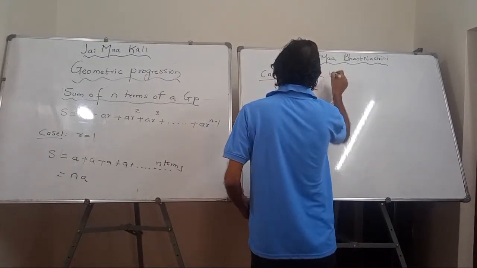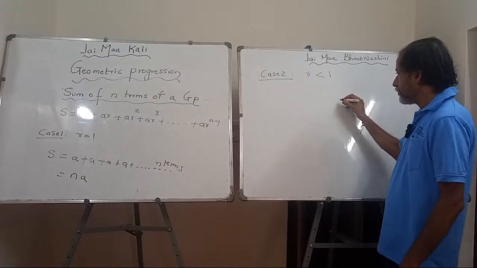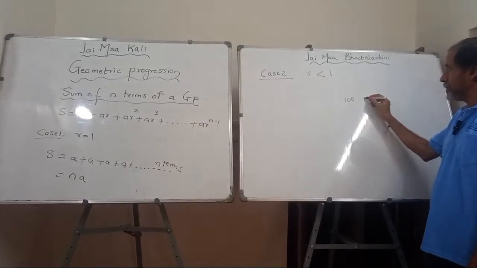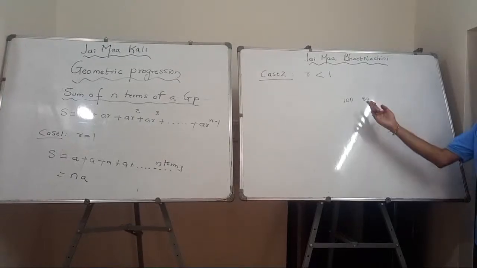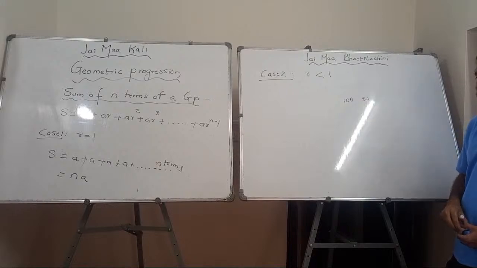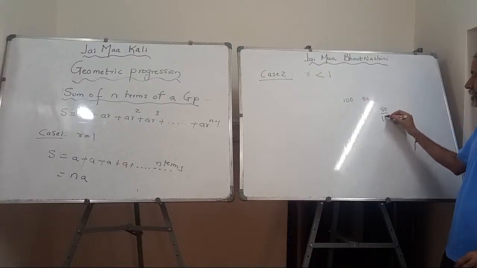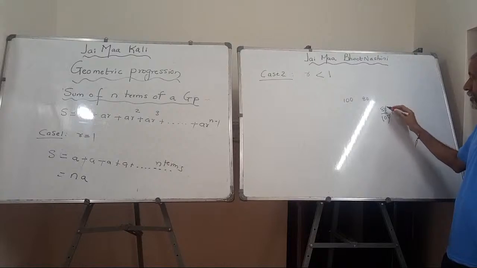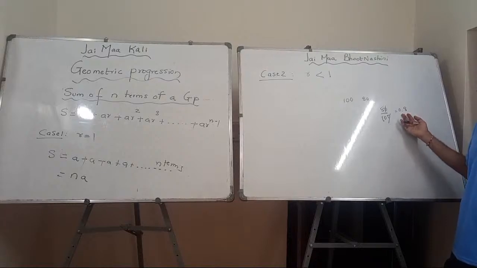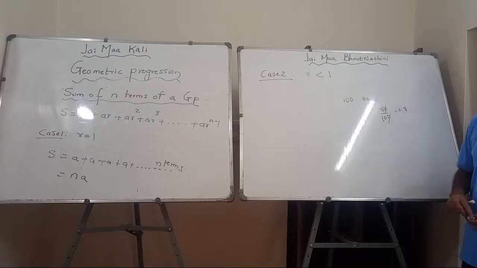R is less than 1. Ratio can be more than 1, can be less than 1. What is the ratio here? Ratio, not the difference. Ratio is always the second term by the first term. That's it. So 80 by 100 is what? 8 by 10, 0.8. Is 0.8 greater or less than 1? Is it greater than 0 or less than 0? Greater than.